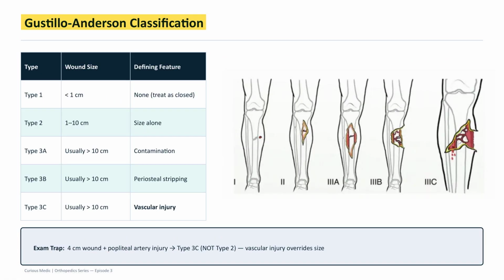When a patient with an open fracture arrives in the emergency room, your very first job is to classify the injury. The classification system you use is the Gustilo-Anderson Classification, and despite looking complicated at first glance, it breaks down very cleanly. There are three types: Type 1, Type 2, and Type 3. Type 3 is further divided into 3A, 3B, and 3C. Here is the key insight you need to hold on to. Wound size is the defining parameter for Type 1 and Type 2.